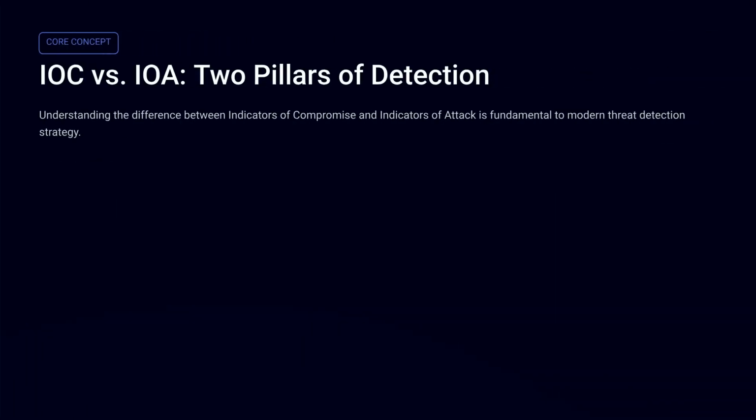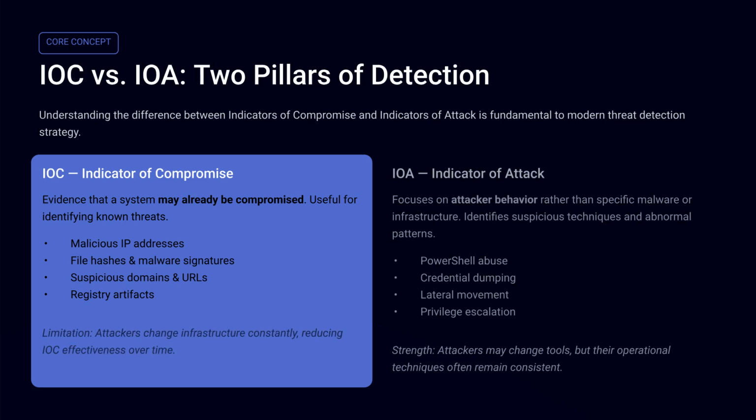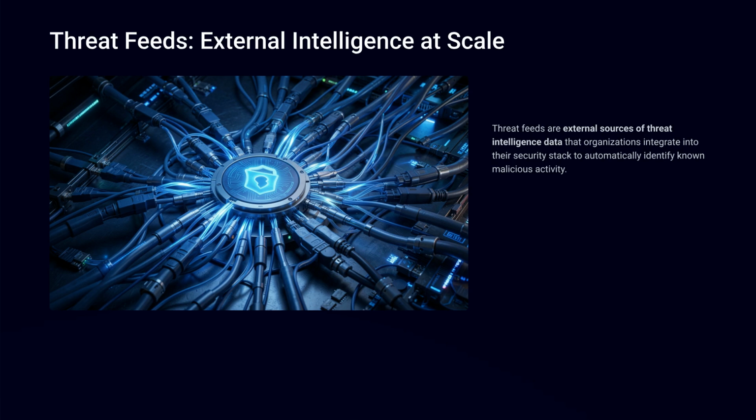A core concept is the difference between indicators of compromise, or IOCs, and indicators of attack, or IOAs. IOCs are evidence of a system already being compromised, like malicious IPs and file hashes. IOAs focus on attacker behavior and techniques, such as PowerShell abuse or privilege escalation, which remain consistent even if tools change.